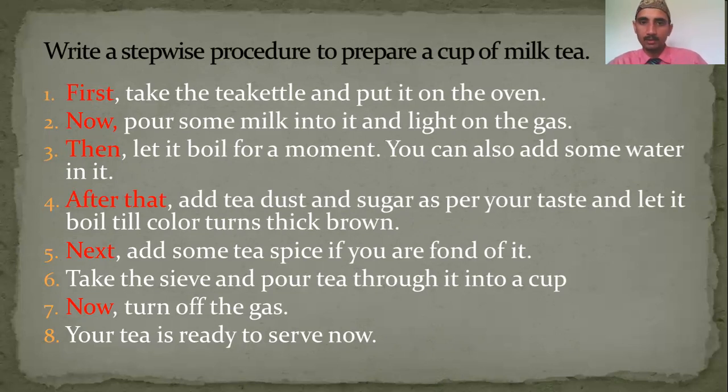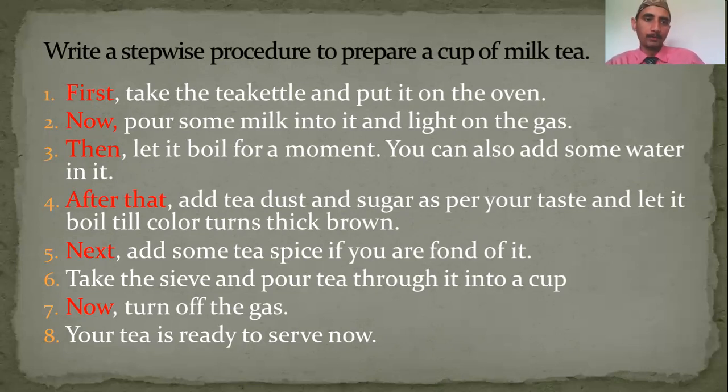First, take the tea kettle and put it on the oven. Second, now pour some milk into it and light the gas. Three, then let it boil for a moment. You can also add some water and heat. Four, after that, add tea dust and sugar as per your taste and let it boil till the color turns thick brown.